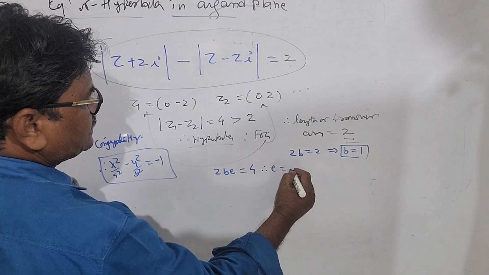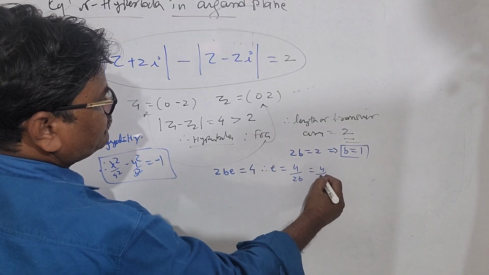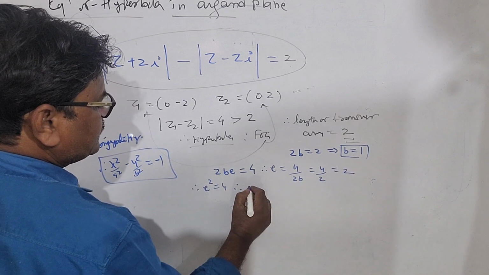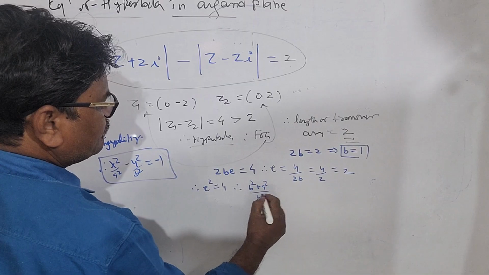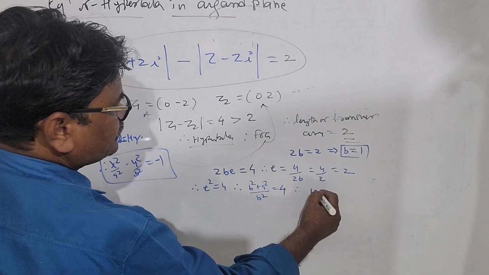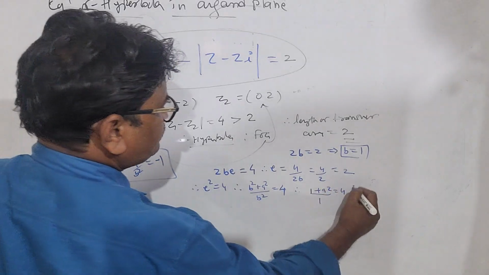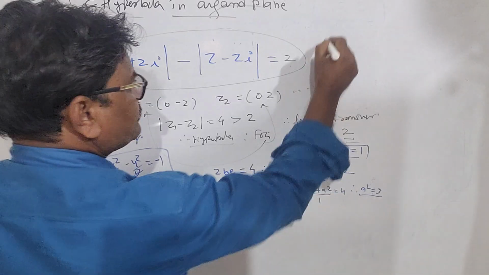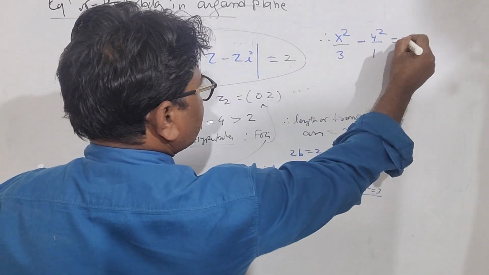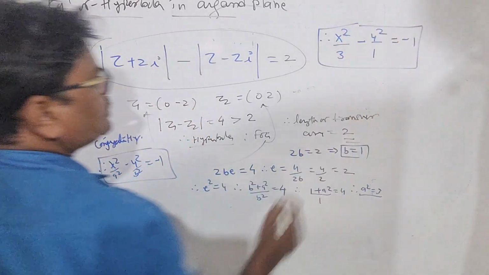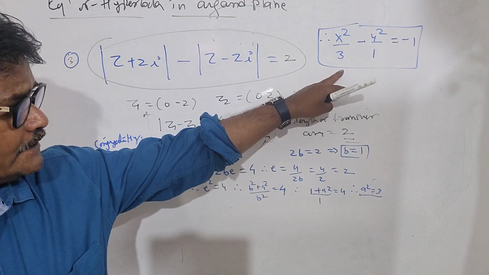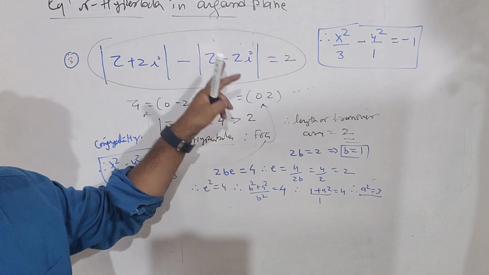So therefore I can find e: 4 by 2b, that is 4 by 2, that is equal to 2. Therefore e² equals 4. e² means (b² + a²)/b² equals 4. So b is 1, b² is also 1, plus a²/1 equals 4. This gives a² equal to 3. And therefore your hyperbola is x²/3 − y²/1 = −1 because it is a conjugate hyperbola. So we have found the equation of the hyperbola in coordinate form.